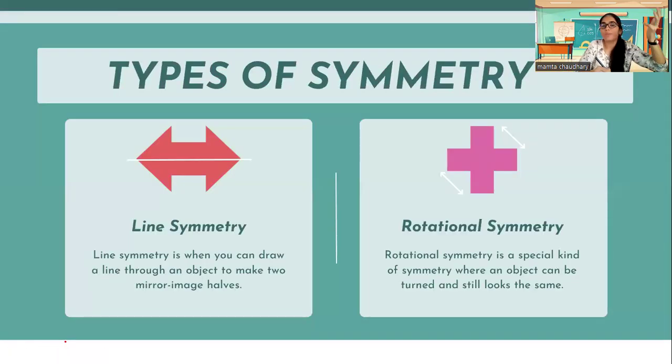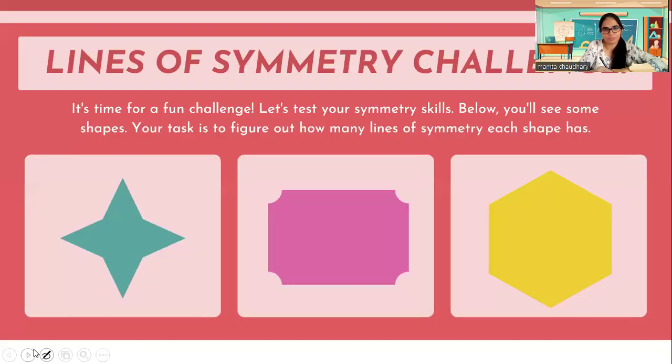Now, how many types of symmetries are there? So basically, we have two types of symmetry. One is line symmetry. Another one is rotational symmetry. Line symmetry means if we are able to fold it, then we will get two exact halves, or we can say mirror image halves. Rotational symmetry means if we are rotating an object and we are getting the same shape in that rotation. So rotational symmetry is a special kind of symmetry where an object can be turned and still looks the same.